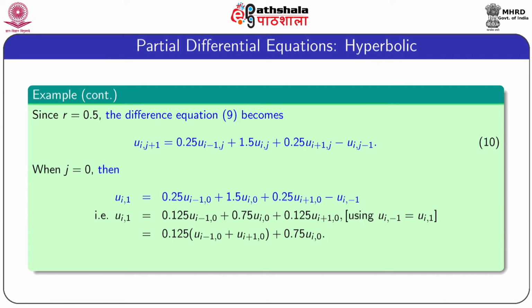So, using the value of u(i, -1) as u(i, 1), the equation is transformed to u(i, 1) equal to 0.125 into u(i-1, 0) plus 0.75 into u(i, 0) plus 0.125 into u(i+1, 0), and this expression can be grouped as 0.125 whole into u(i-1, 0) plus u(i+1, 0) plus 0.75 into u(i, 0). So, this expression gives the value of u(i, 1) for all values of i.